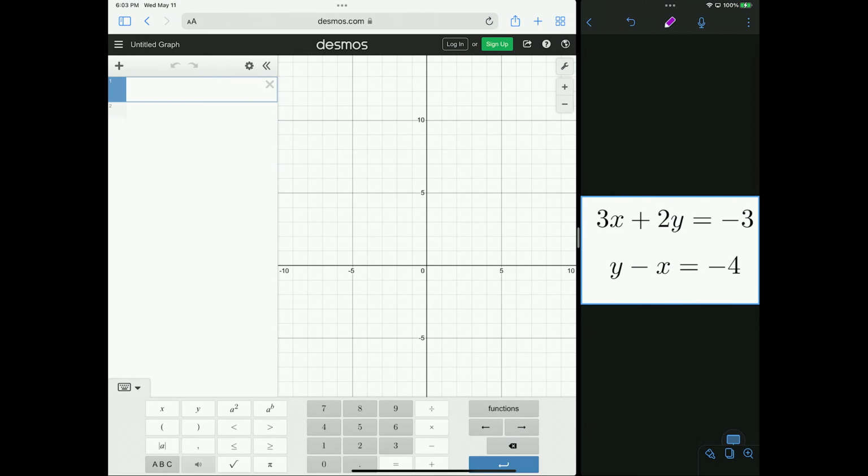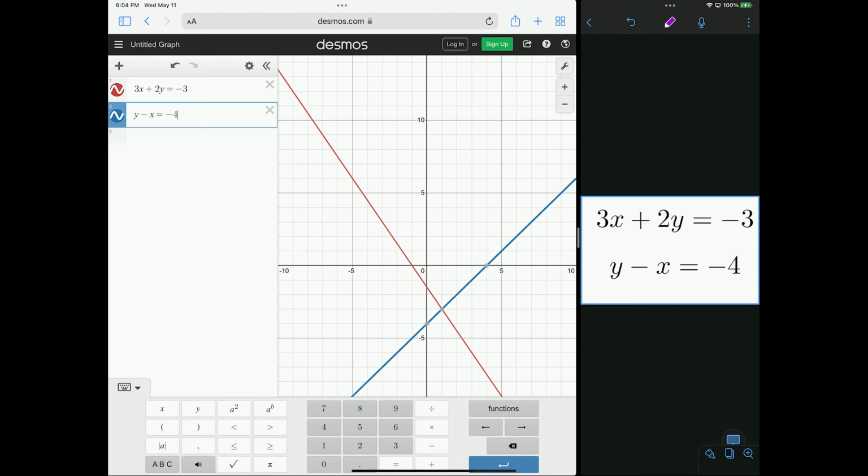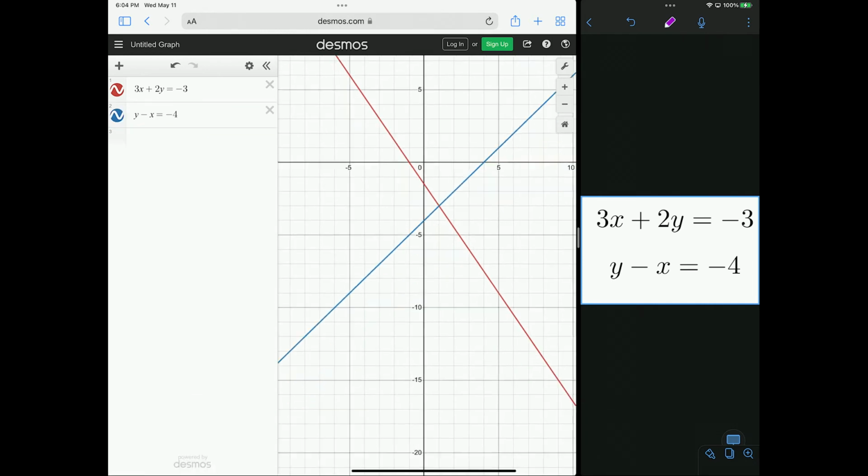We just say 3x plus 2y equals -3. There's our first equation. The other one is going to be, let's see here, y minus x equals -4. So there's my two equations.